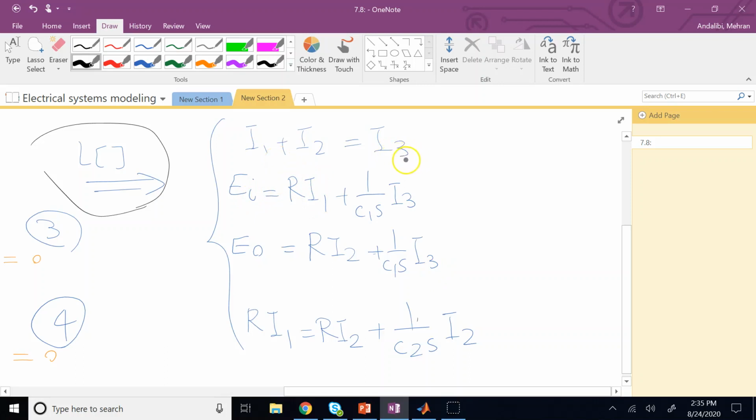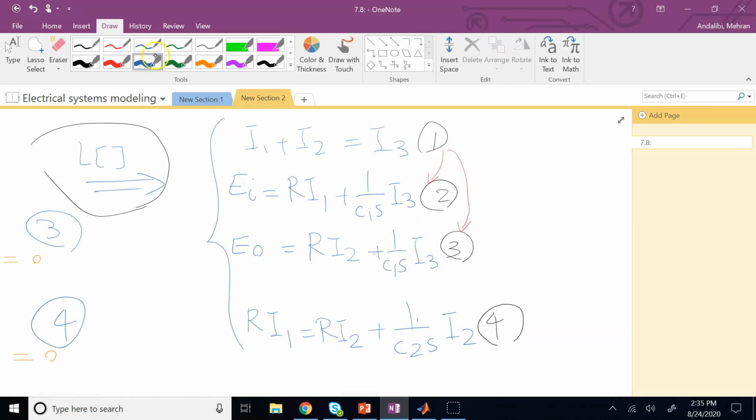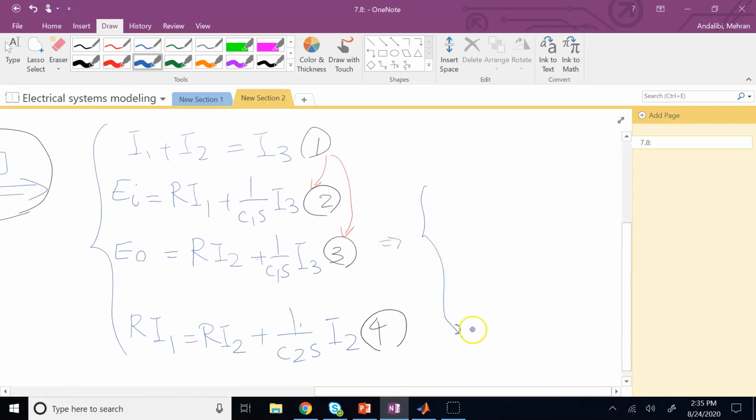So clearly, wherever you see I3 from this equation 1, you can plug I3 in 2 and 3 and plug it with 1 plus 2, correct? So if you do that, I plug 1 here and here, and that makes my equations a little simpler, right? So 1 in 2, 1 in 3, right? And you leave 4 as is.